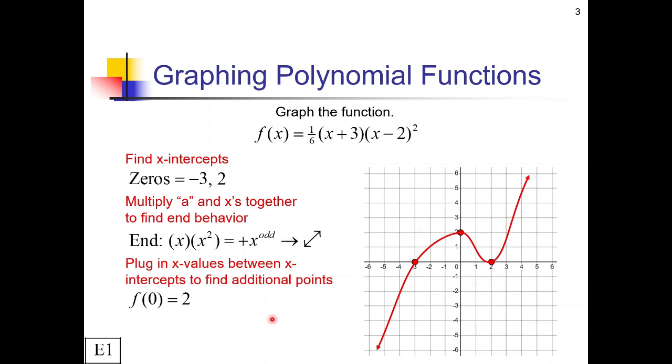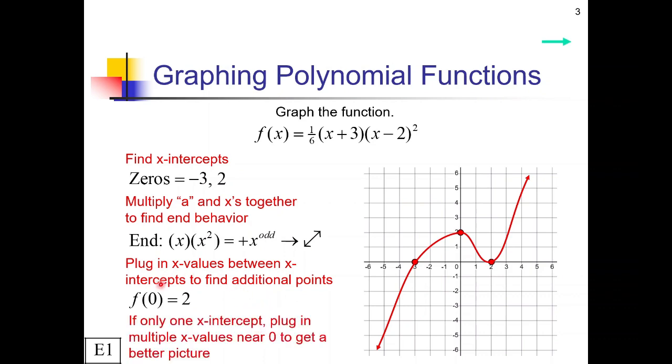Now, what if you didn't have these two x-intercepts? What if you only had one x-intercept, but you still needed to come up with something approaching an accurate graph? So if you only have one x-intercept, it's a good idea to plug in multiple x values near 0, maybe everything from -2 to 2, just to get a better picture of what's going on.